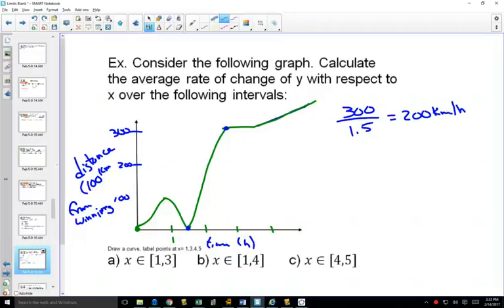So in between here and here, when we drew our secant line, we could find our average speed over that time. From here to here, what would your average speed be from that point to that point? What's the slope of a horizontal line?